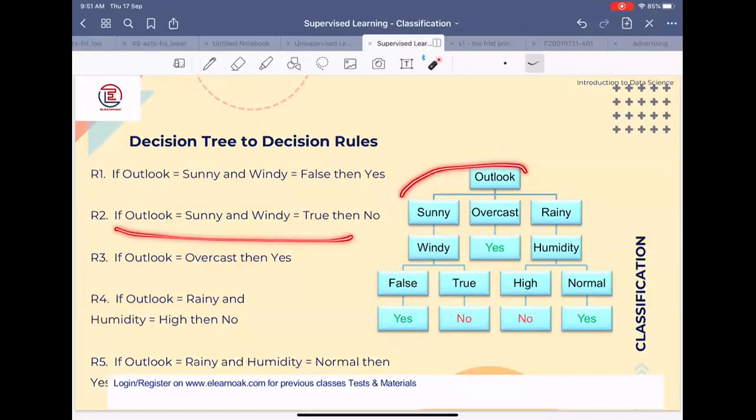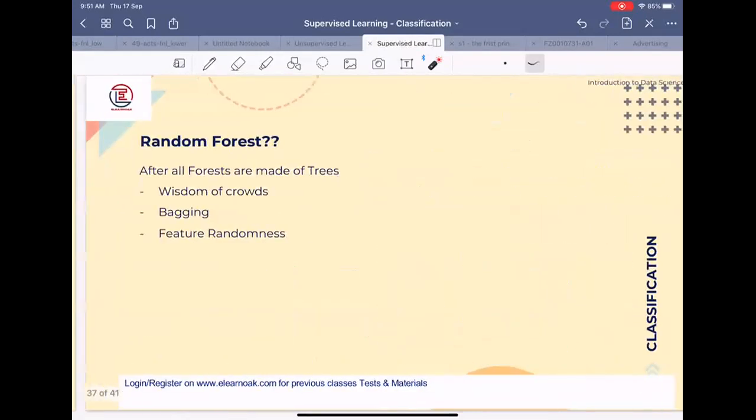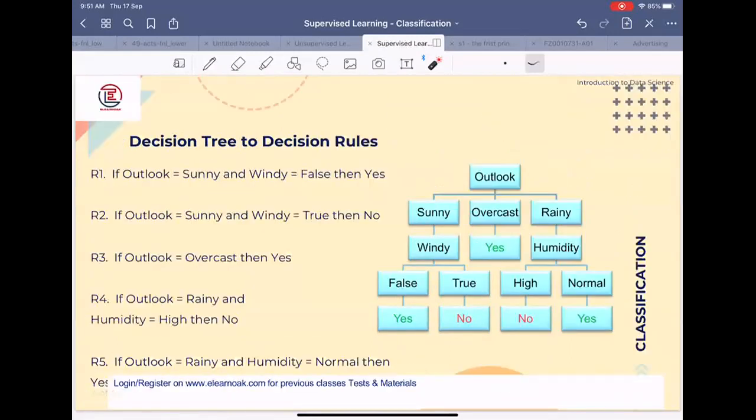Second rule, if outlook is sunny and windy is true, say no. So that is our second rule. Like this, for each of the branches, you can come and you can make the different rules that we have. And these rules are basically the decision tree trying to interpret what goes into that target function. Okay, and decision tree says that we can create a tree like this, and the tree will help us navigate which data we go for and how do we go for it. Okay, I hope this concept is clear.